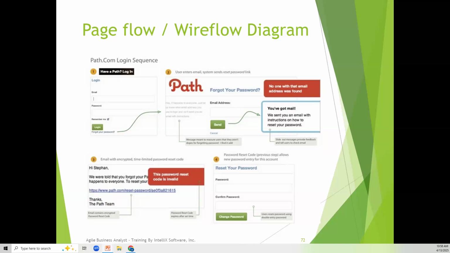Here's one example of what you're seeing on the screen for a path.com. They chose to reset the password through email, and that's what this path is showing. If I'm on the login page and I don't know my password and I want to reset it, I'll click on forgot my password. That will prompt me to put in my email address and click send. Once I click send, it will send me an email with a one-time reset link, which I click on, and it'll prompt me to enter my new password. Okay, so that's one way to do the page flow diagram.